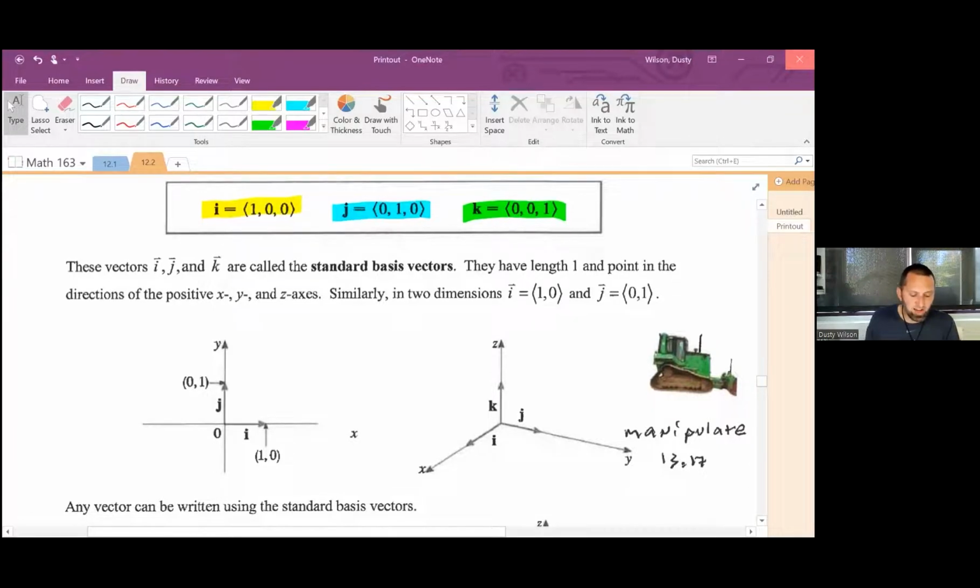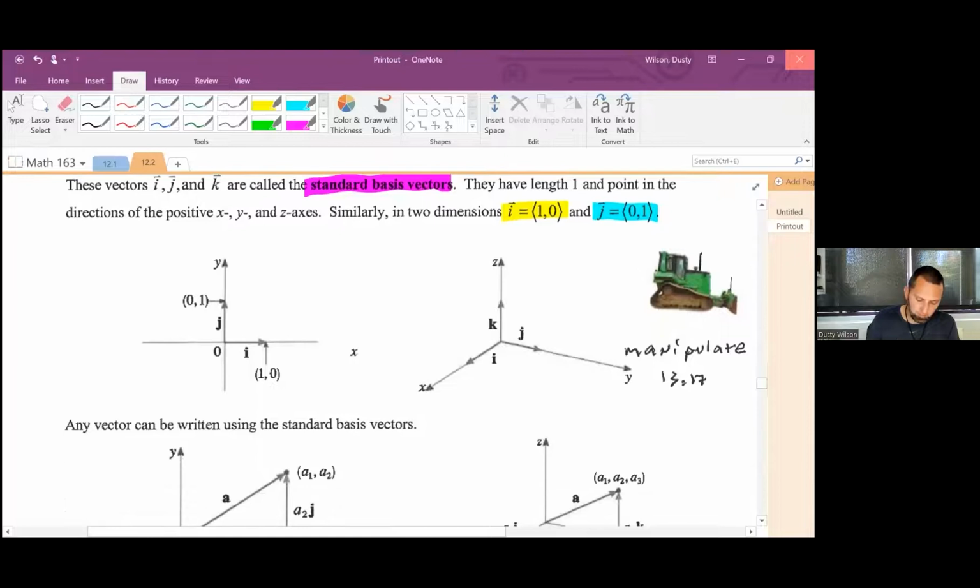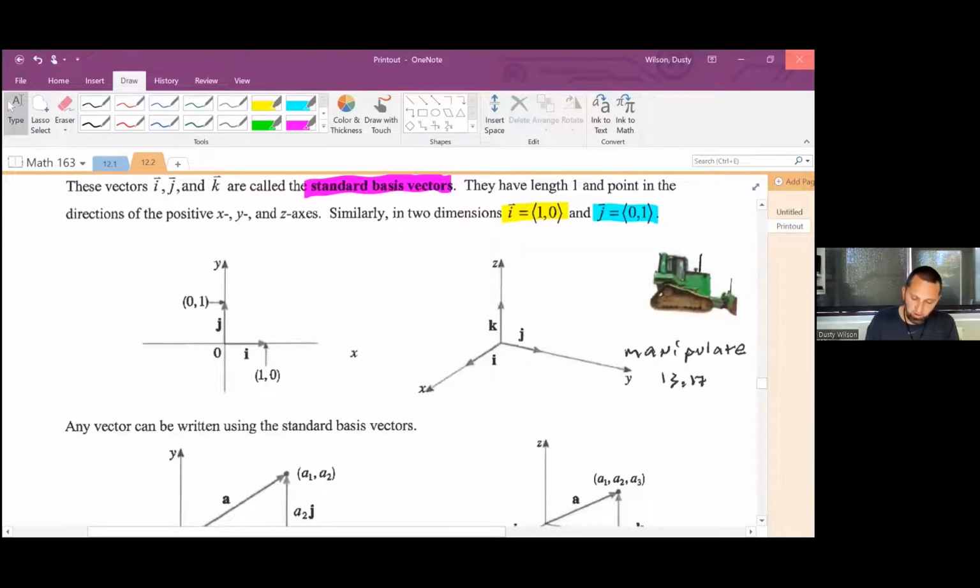So these vectors i, j, and k are called the standard basis vectors. They have length 1 and point in the directions of the positive x, y, and z axes. Similarly, in 2 dimensions, i equals 1, 0, and j equals 0, 1. Let's look at a manipulate before we go farther.